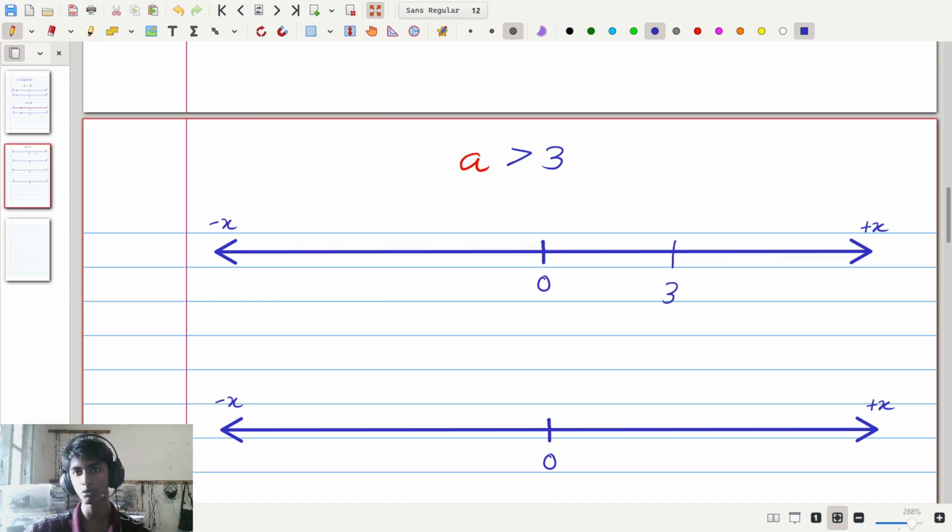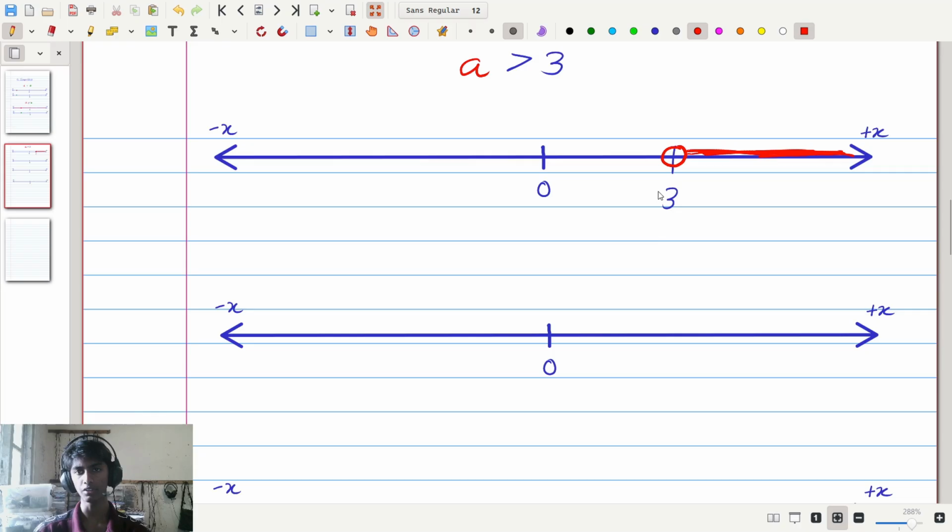So if positive 3 is over here, that means A would be all the values to the right of 3, excluding 3. So this is the meaning of A greater than 3. A can be any value so long as that value is greater than 3.